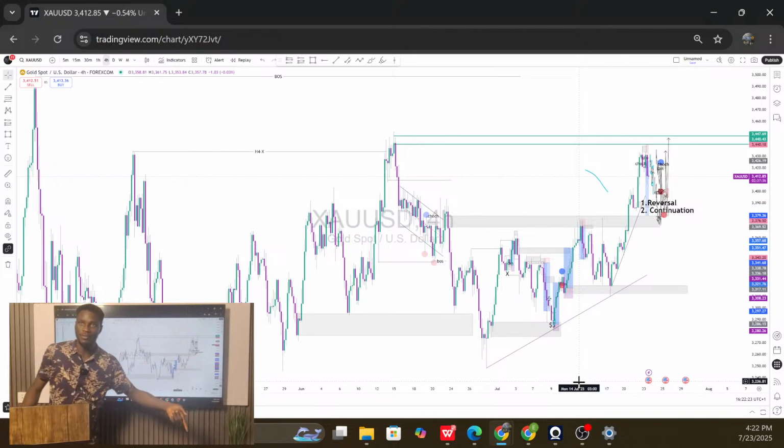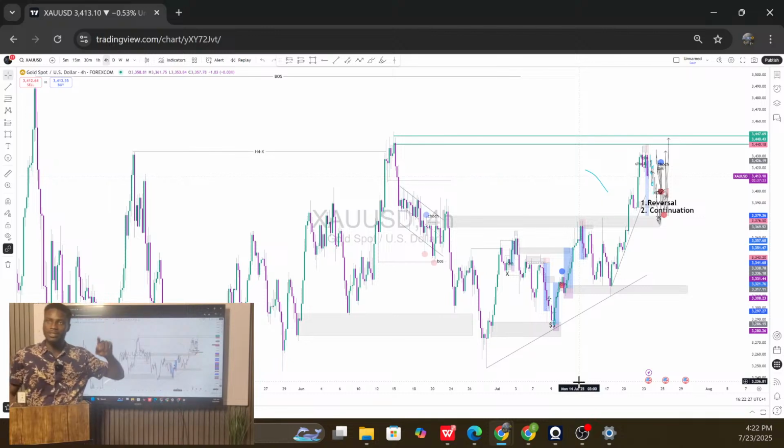You get that? Just as 15 minutes change of character told us that price is ready to do some critical downward movement on the 4 hours. If we scale to the 4 hours and we see price breaking below this zone on 4 hours, then we know that yes, price is ready to do some critical downward movement on the daily time frame. So that's how you pair time frame.